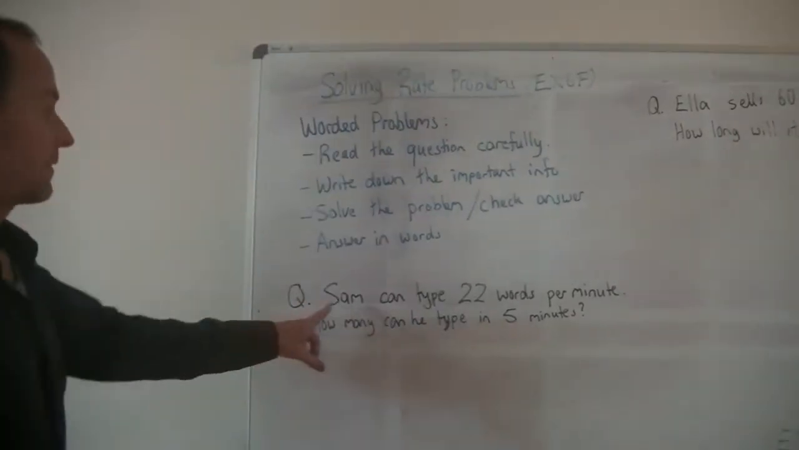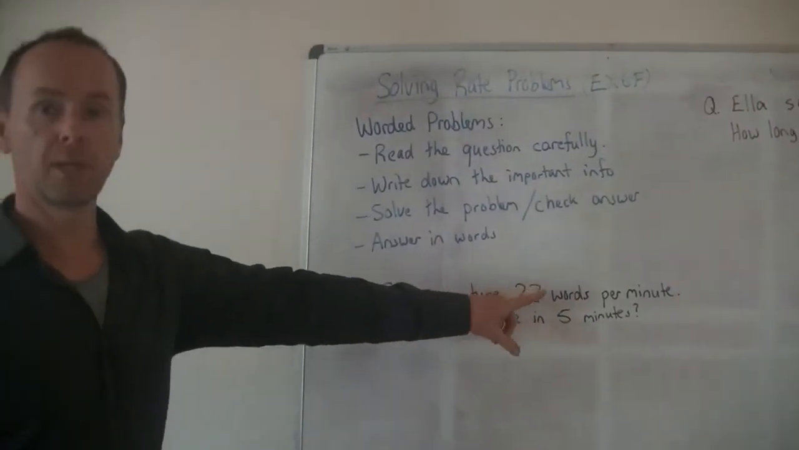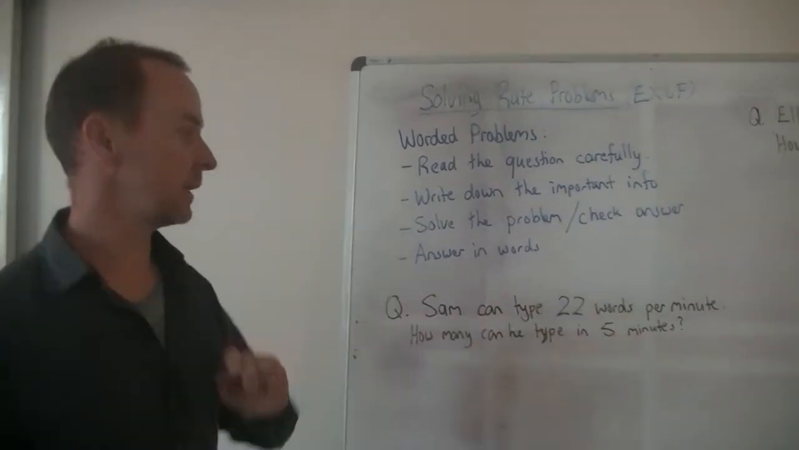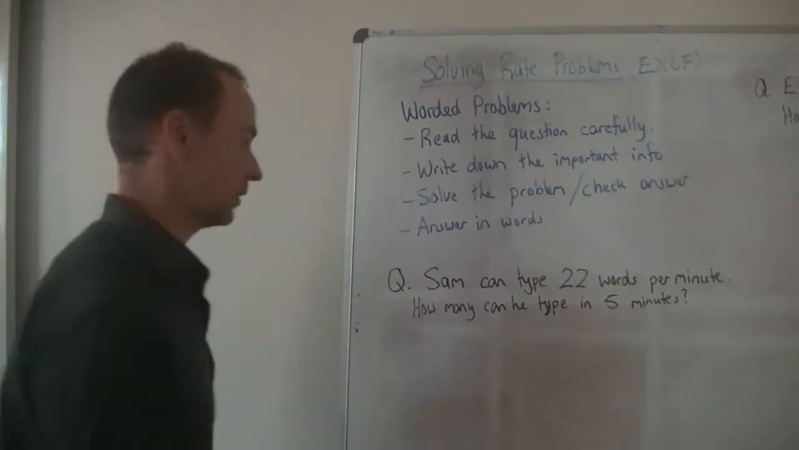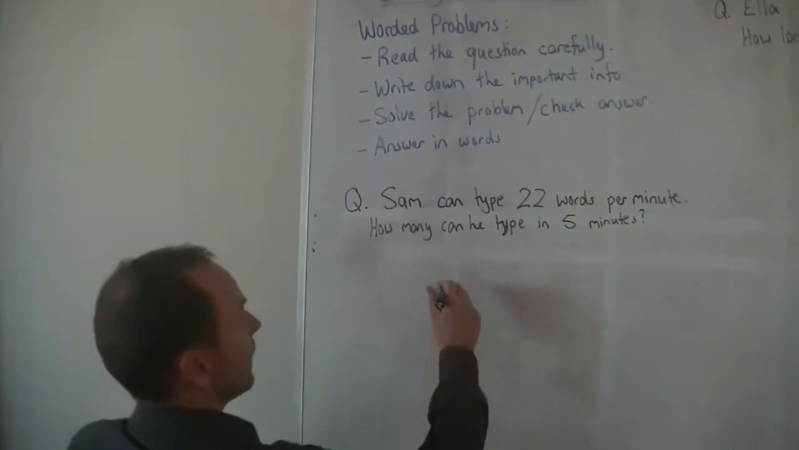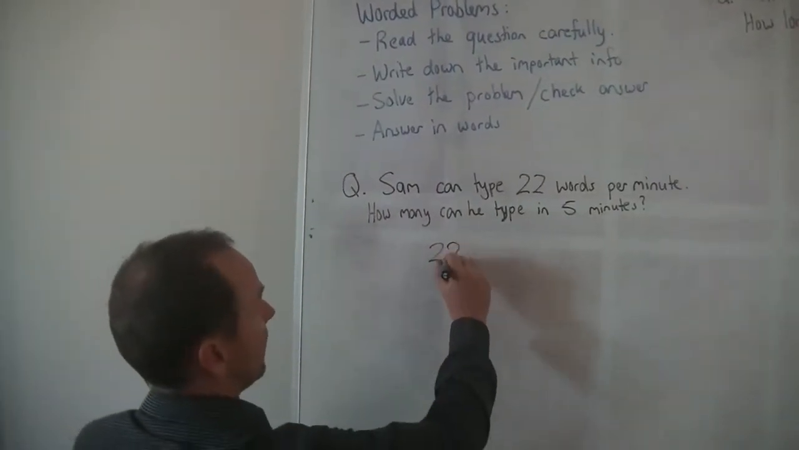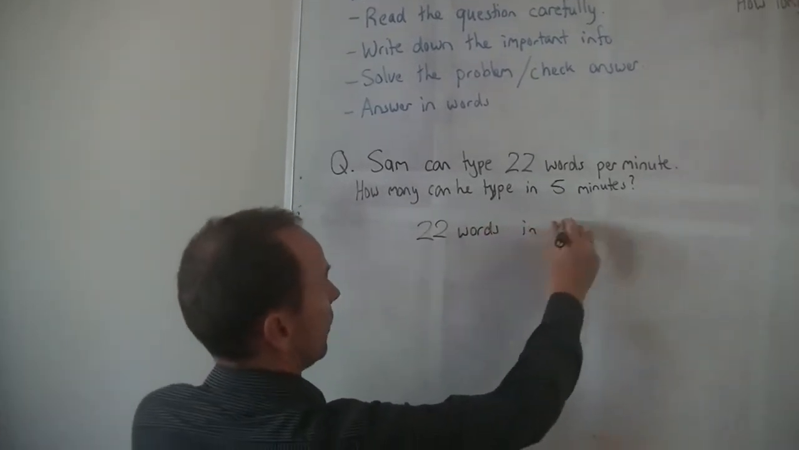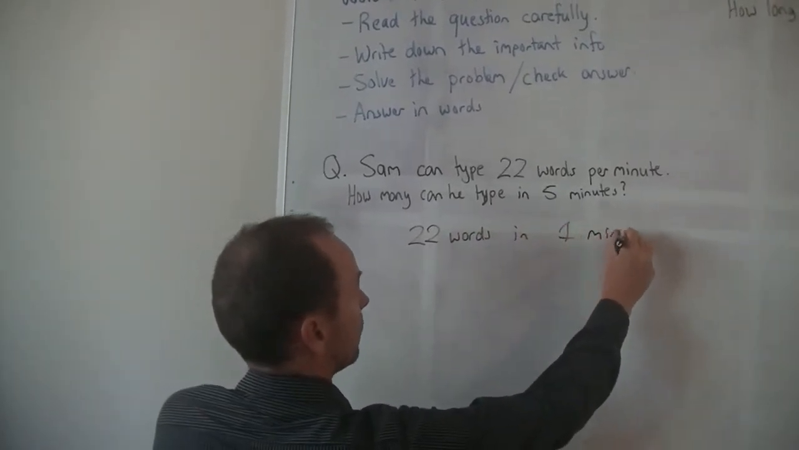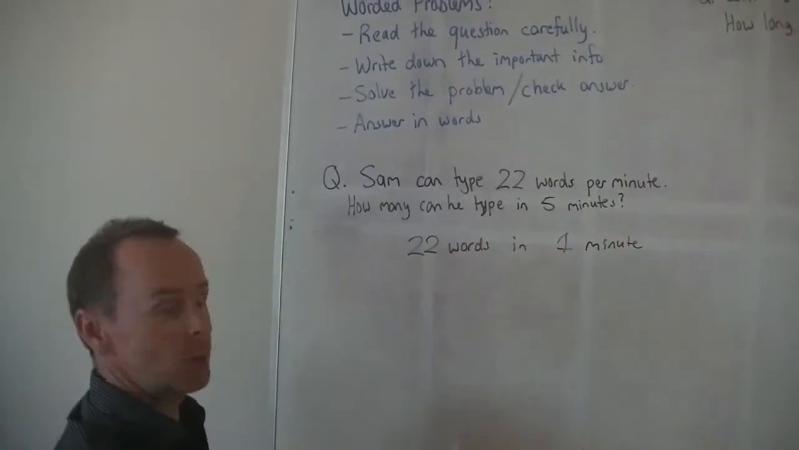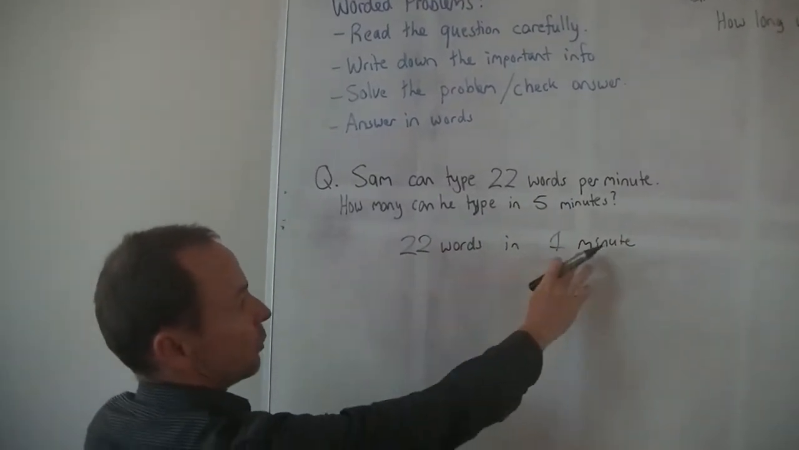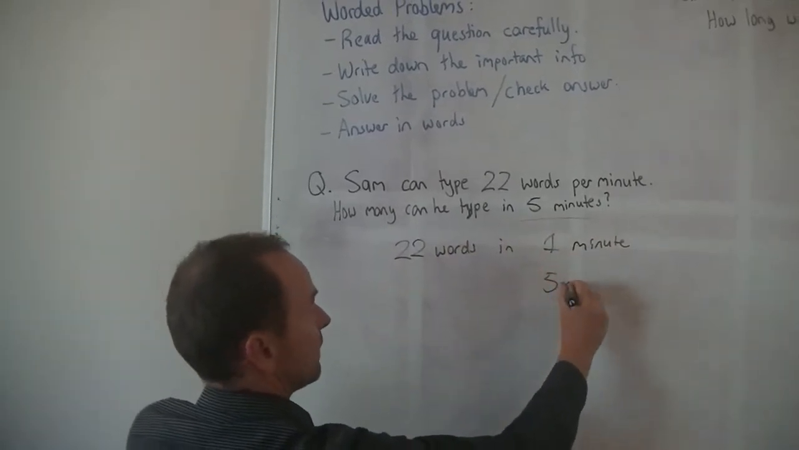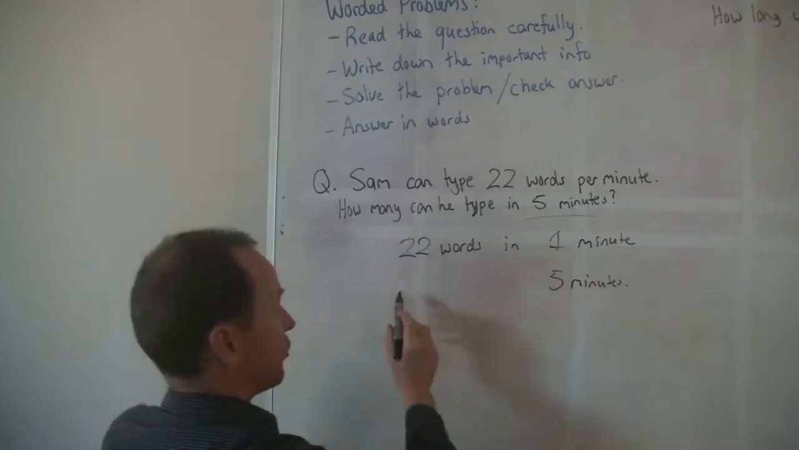So, Sam can type 22 words per minute, typing on the keyboard. How many can he type in 5 minutes? So this is a pretty straightforward question. So I'm just going to write down here my rate. It's 22 words per minute. So that's in 1 minute, because it's 22 words per minute. So 22 words is equal to 1 minute. So we want to make this 5 minutes. So we want to change this here to 5 minutes, and then this would be our answer.